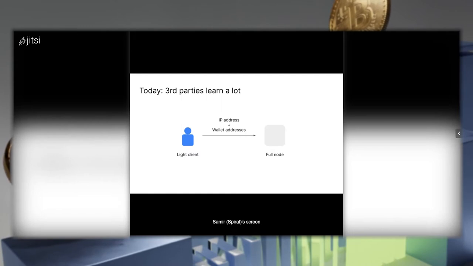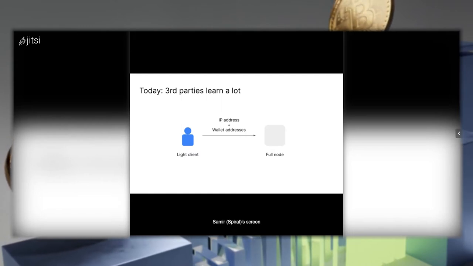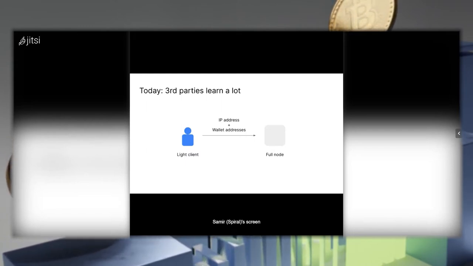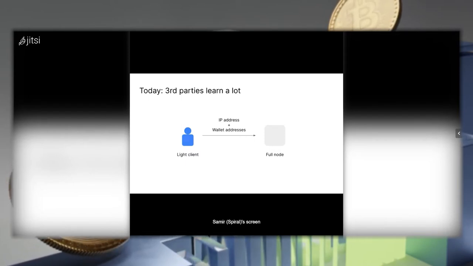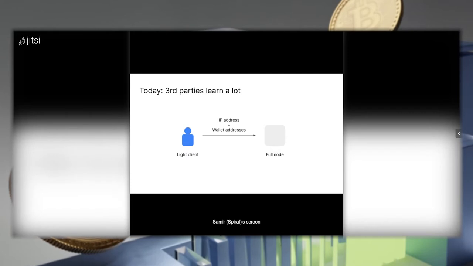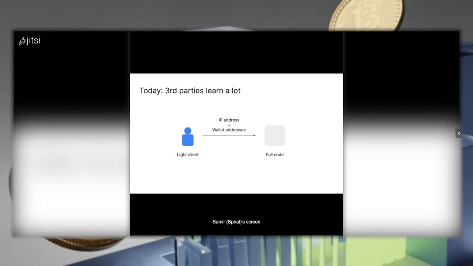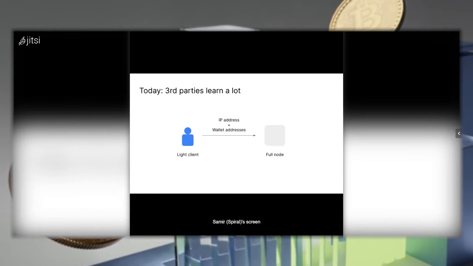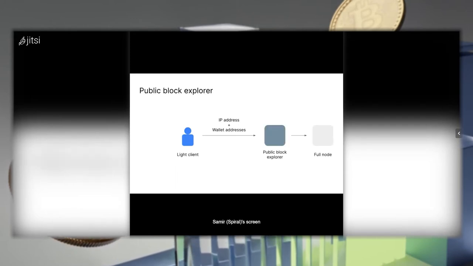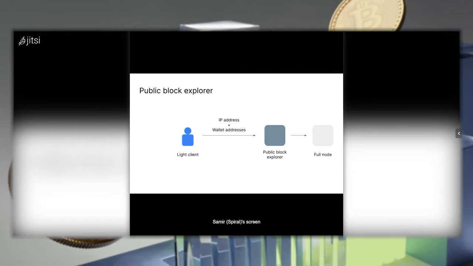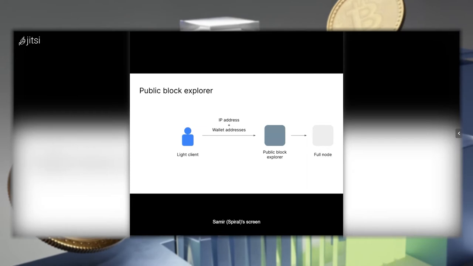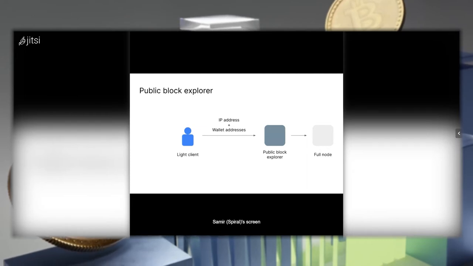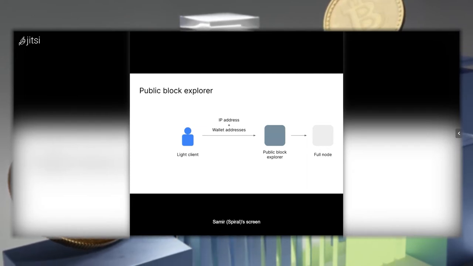In particular, they're going to get both your IP address and your actual Bitcoin wallet addresses as you query them. So that's pretty bad. You're linking this very identity-correlated feature, an IP address, with your money. You can use a public block explorer instead of connecting to a full node directly, but it's kind of the same picture. You're still sending your IP address and your wallet address to a third party who can link them.